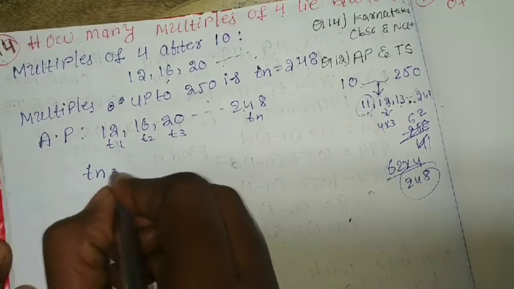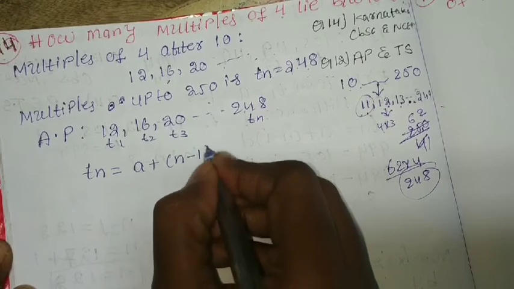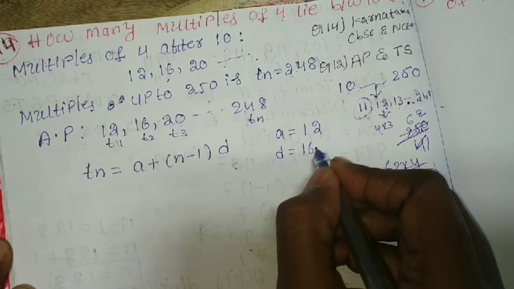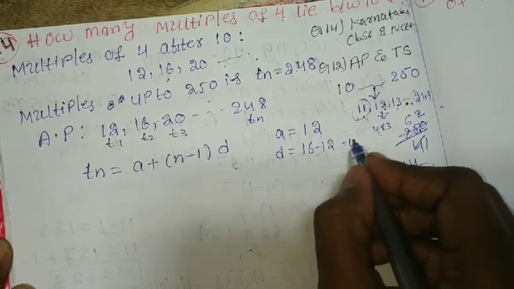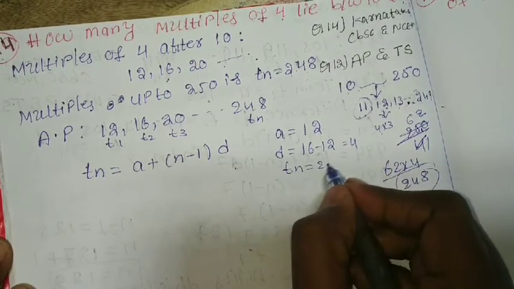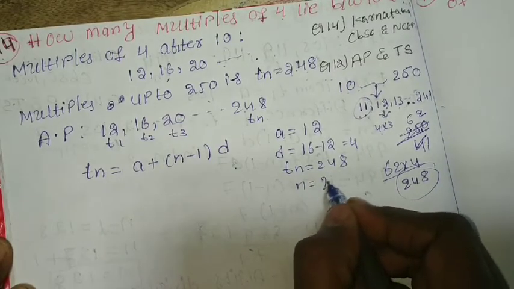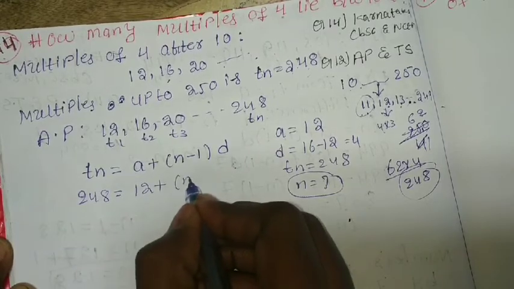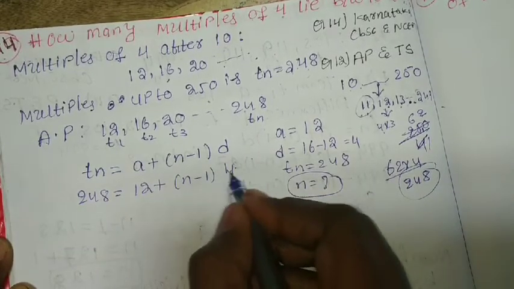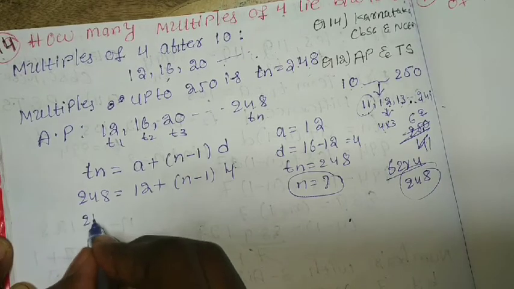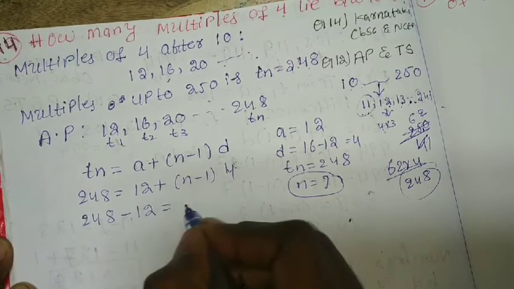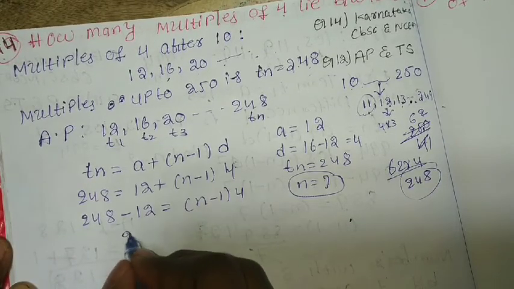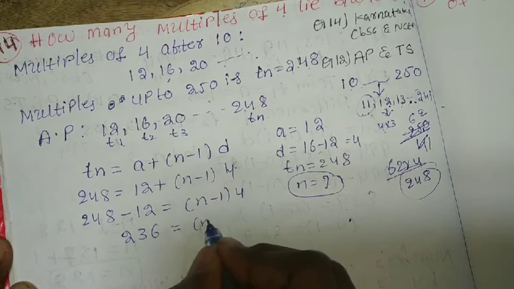It's very simple. Tn is equal to a plus n minus 1 into d. What is a here? A is 12. What is d here? D is 16 minus 12, which is 4. Right? What is Tn here? 248. We need to find small n. Tn 248 is equal to 12 plus n minus 1 into d, which is 4. So we can write 248 minus 12 is equal to n minus 1 into 4. Subtract this. What we get here? 236, right? Is equal to n minus 1 into 4.